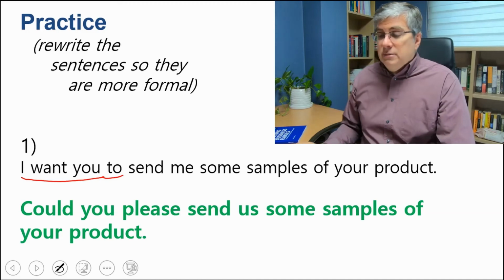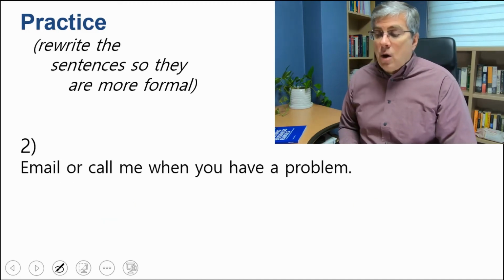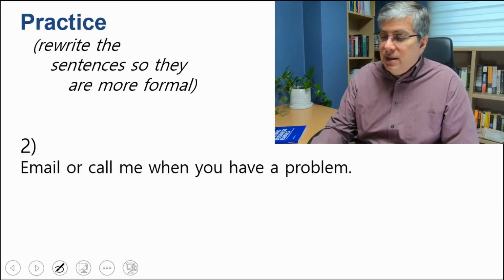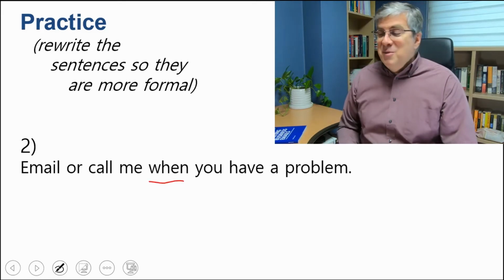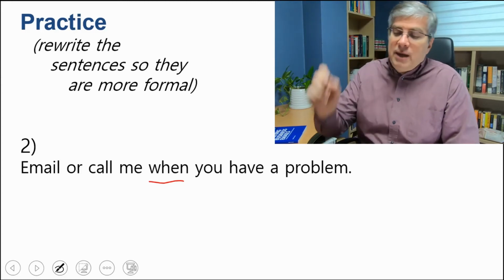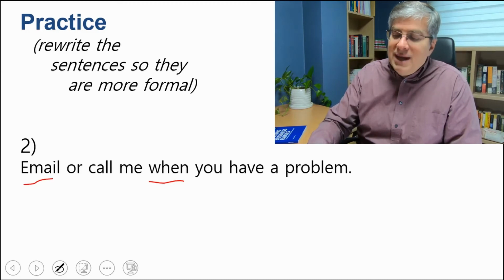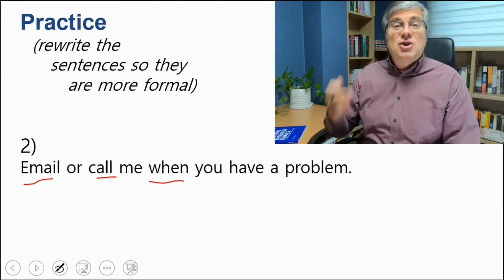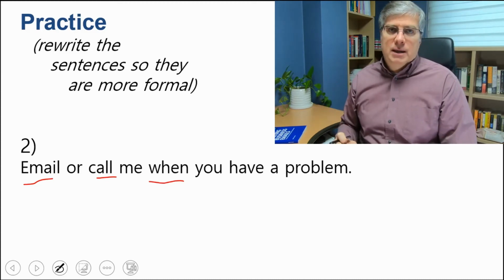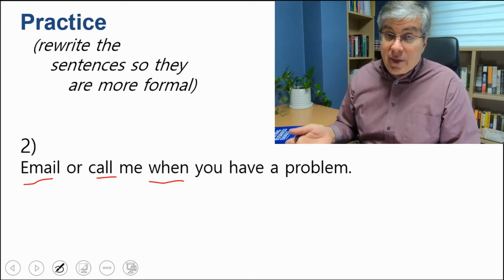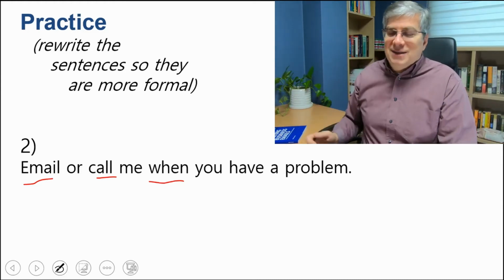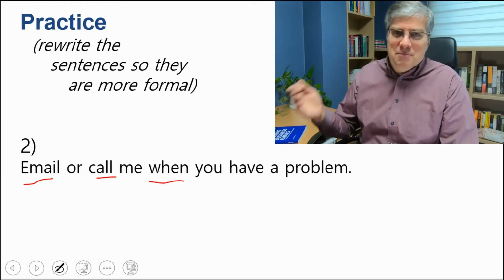Okay, number 2. Email or call me when you have a problem. This is kind of funny, actually, because it's assuming that the other person will have a problem, but you don't know if they're going to have a problem or not. So we need to change that, obviously. But also we have the problem here, email or call me. This is command structure. You're using the verbs as a command. You are commanding somebody to do something, which may not always be the most polite thing to do. If you're the boss, no problem. But if you're not the boss and you're writing to somebody, try to avoid giving them commands.